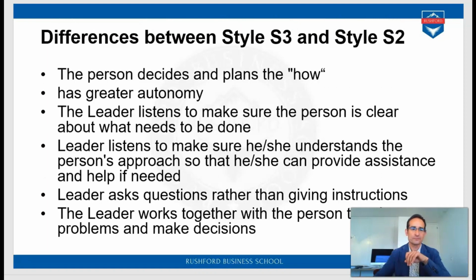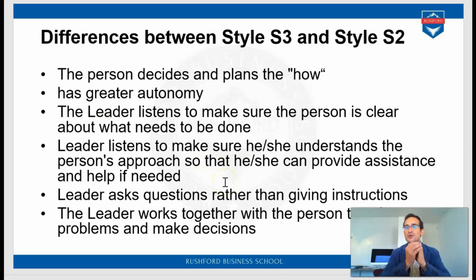Okay. The differences between S3 and S2. The person decides and plans the how. It has greater autonomy because it has more knowledge and competence, although it's more demotivated. The leader listens to make sure the person is clear about what needs to be done. Of course, because if you are demotivated, you are packed with fears and you can be paralyzed. You don't want to take action because you don't want to fail. And you fear criticism.